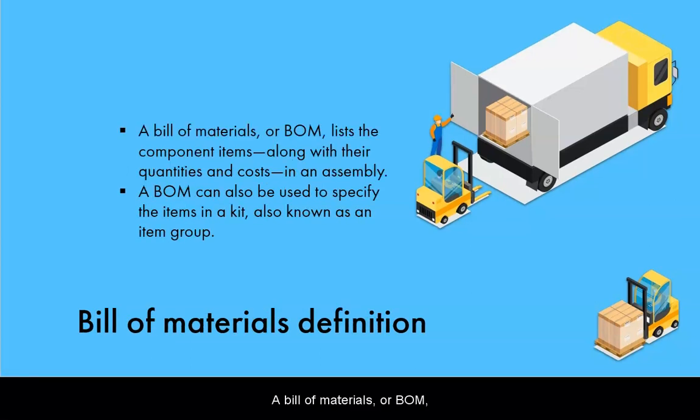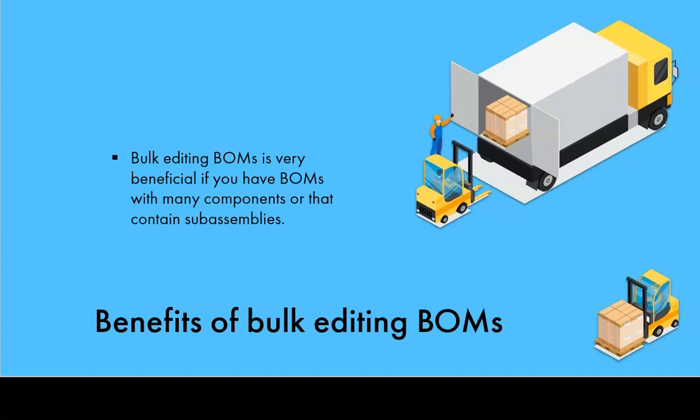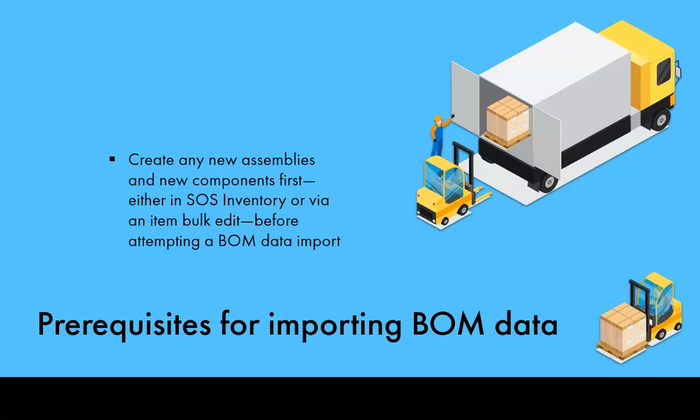A bill of materials, or BOM, lists the component items along with their quantities and costs in an assembly. It can also be used to specify the items in a kit, also known as an item group. A bulk edit is particularly helpful if you have BOMs with many components or that contain sub-assemblies.